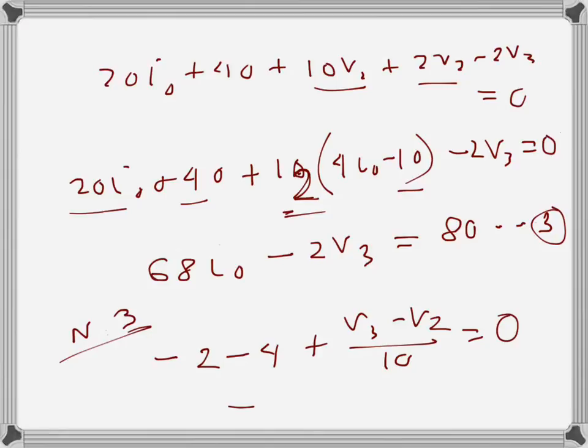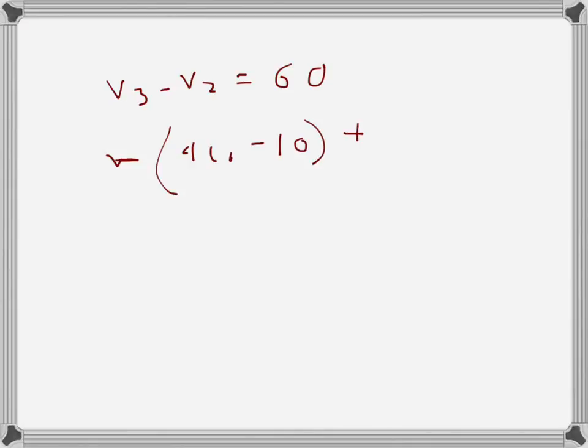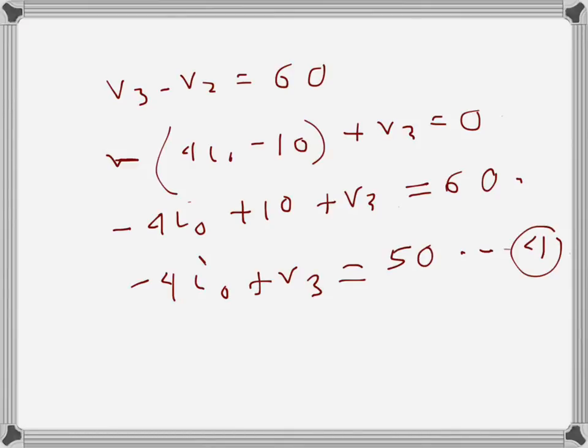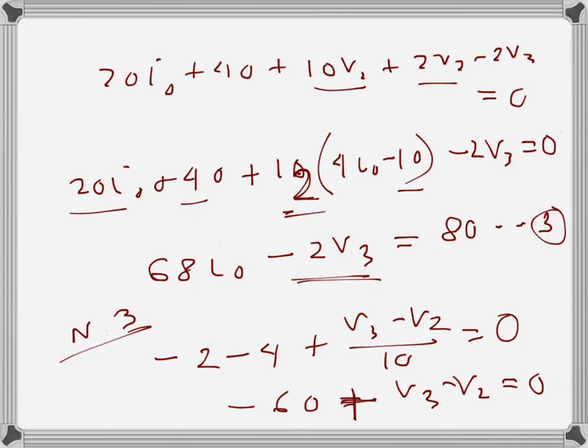Multiplying both sides by 10 will give me minus 60 plus V3 minus V2 equals 0. So V3 minus V2 equals 60, or instead of V2 I can write 4 I naught minus 10. So this becomes minus 4 I naught plus 10 plus V3 equals 60, or minus 4 I naught plus V3 equals 50. That's equation 4.